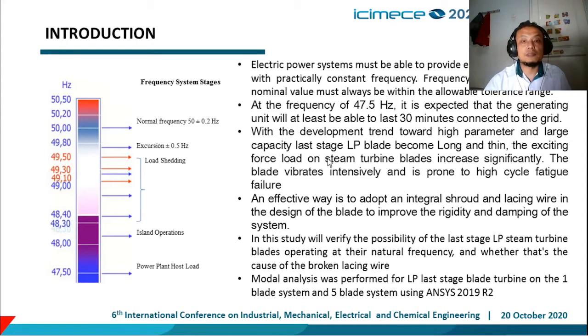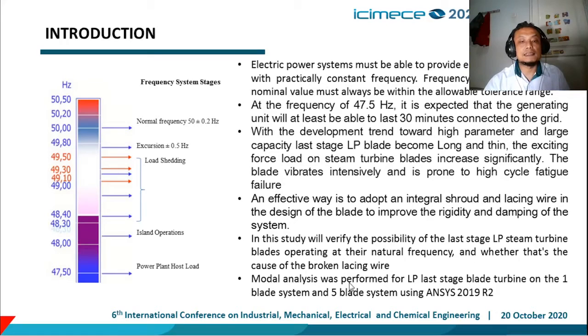With the development trend toward high parameters and large capacity, the last stage LP blades become long and thin. The existing force on the steam turbine blade increases significantly. The blade vibrates intensively and is prone to high cycle fatigue. An effective way is to adopt an integral shroud and lashing wire in the design of the blade to improve the rigidity and damping of the system.